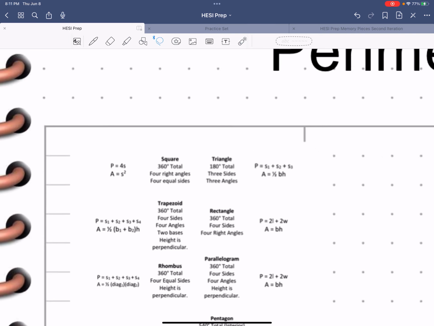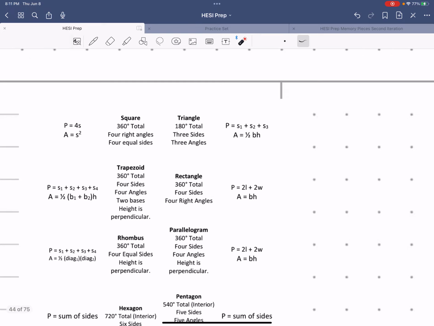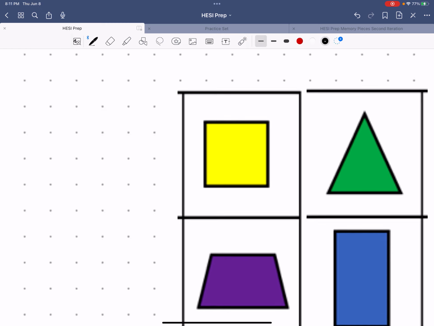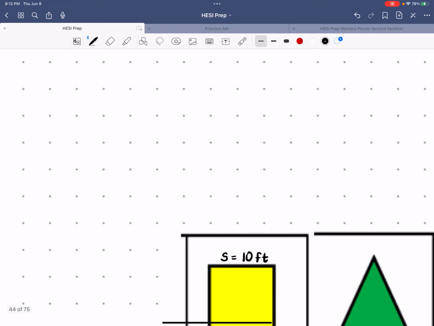If you open the door for the square, you're going to see this information. A square has 360 degrees because it has 4 right angles and 4 equal sides. The formulas that you will need for a square are right there. So let's imagine that this square we're looking at has a side that measures 10 feet. I'm just making up numbers to plug in here. I will try to keep them simple numbers that won't require a whole lot of brain power.